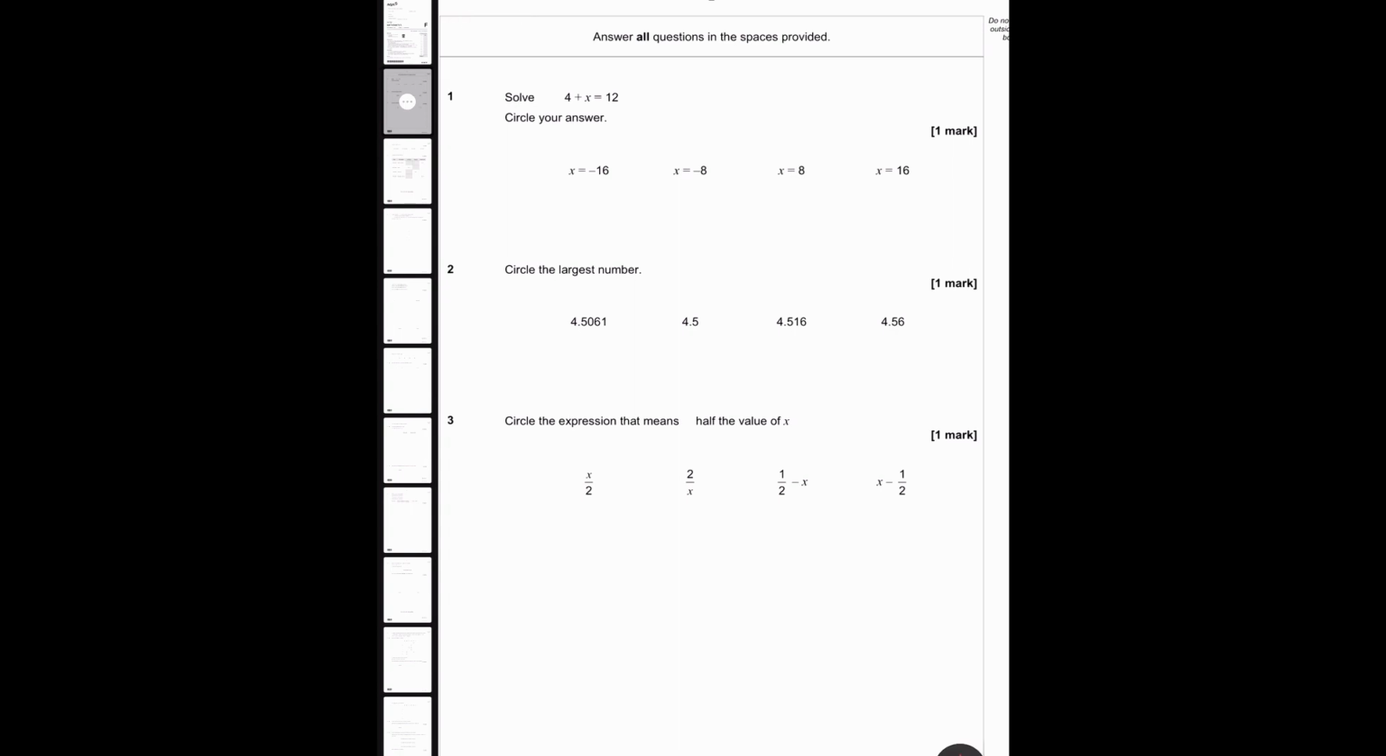Today we're going to go through paper 3 of the November 2021 Foundation Mathematics GCSE. Don't forget this one is a calculator paper, which means you need to make sure you have a calculator ready.